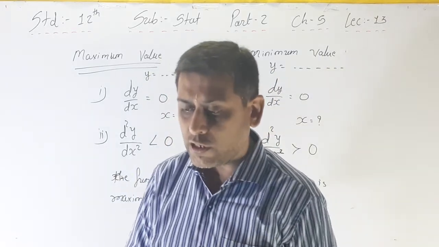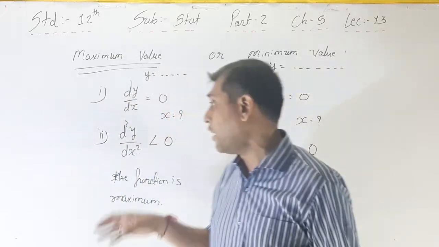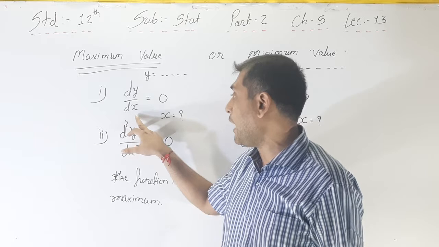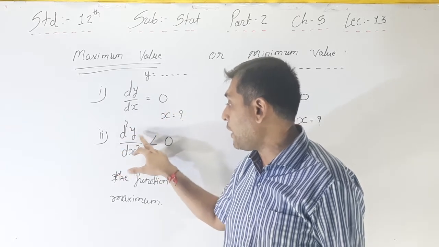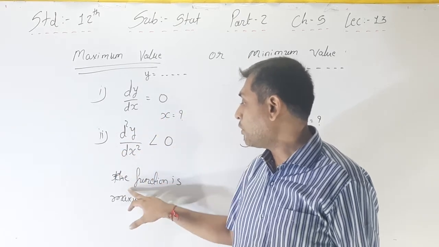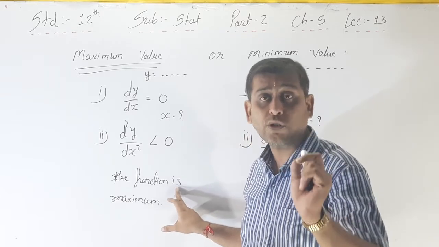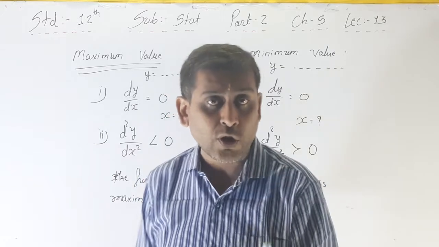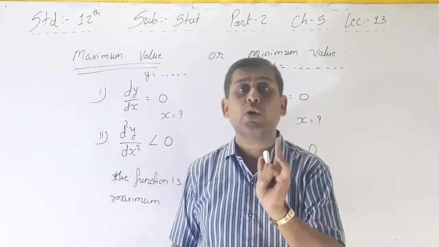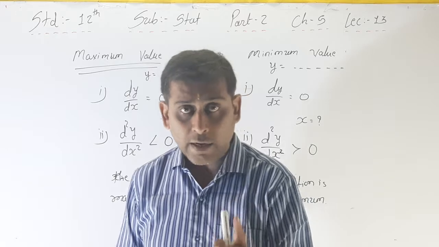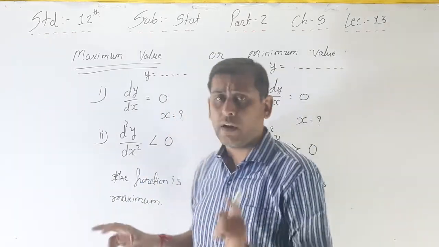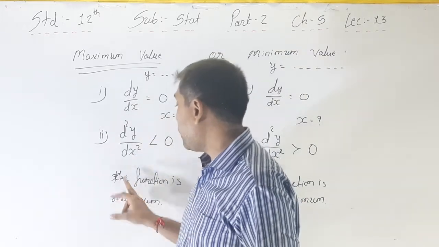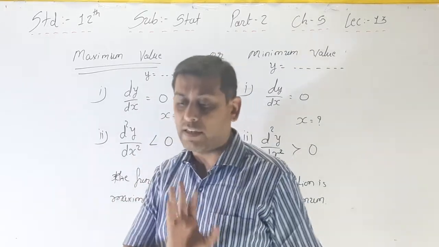Okay, and the conditions for the maximization of profit: again we put capital P, dP by dx is equal to 0, d square P by dx square less than 0. Capital P is the profit function, capital R is the revenue function, and capital C is the cost function, right? So we always write capital letters for revenue, cost and profit. At that point the profit function is maximum.